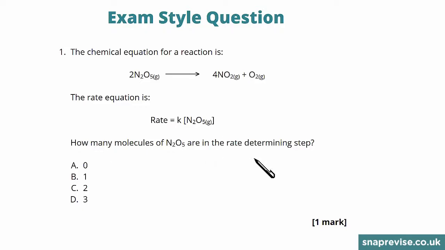Well, it's important to be careful here. You could be caught out by the fact that there's 2 molecules of N2O5 in the overall equation. But what we care about is the rate, because it's the rate determining step, and there's only one. If there's only one molecule in the rate equation, that is, if it's order 1, then it means there's only one molecule involved in the rate determining step. So that's your 1 mark there.